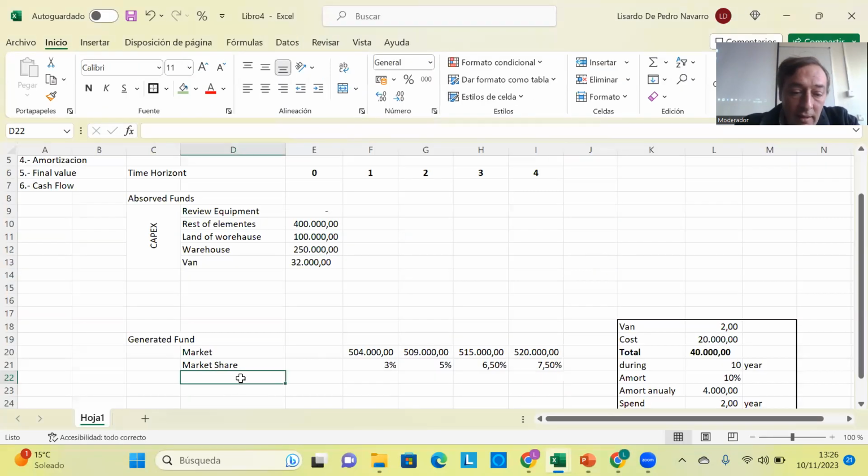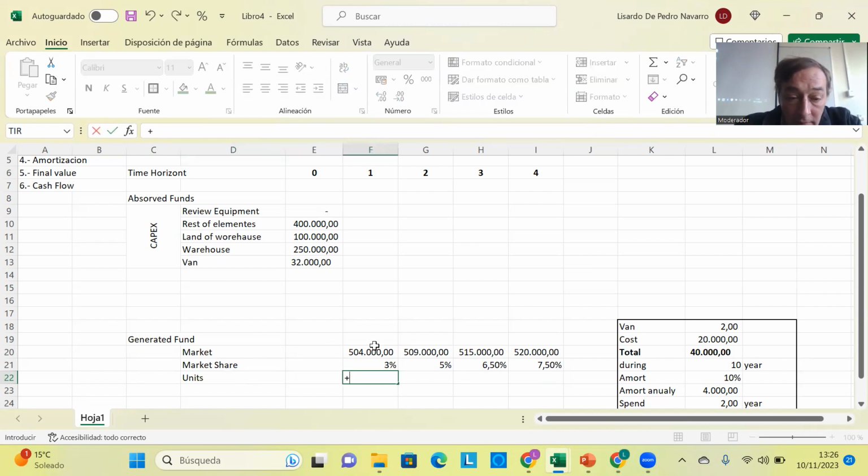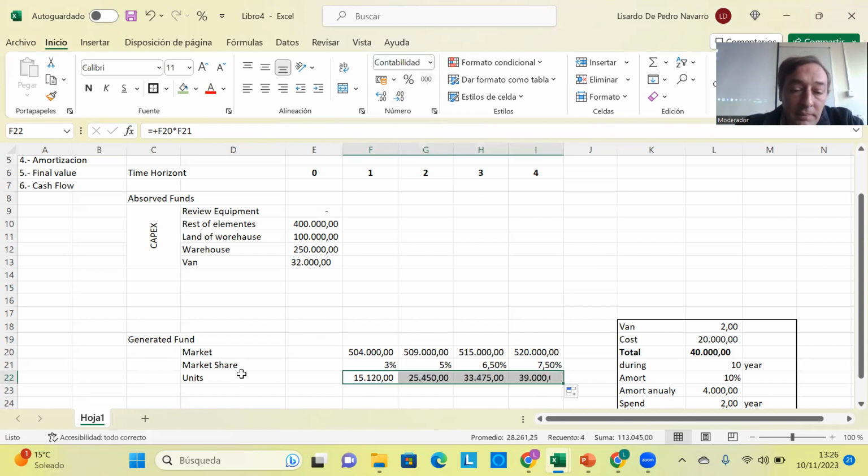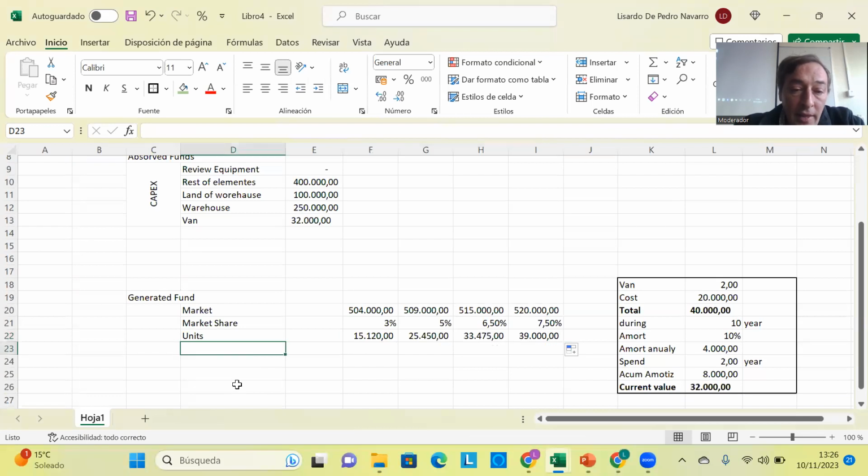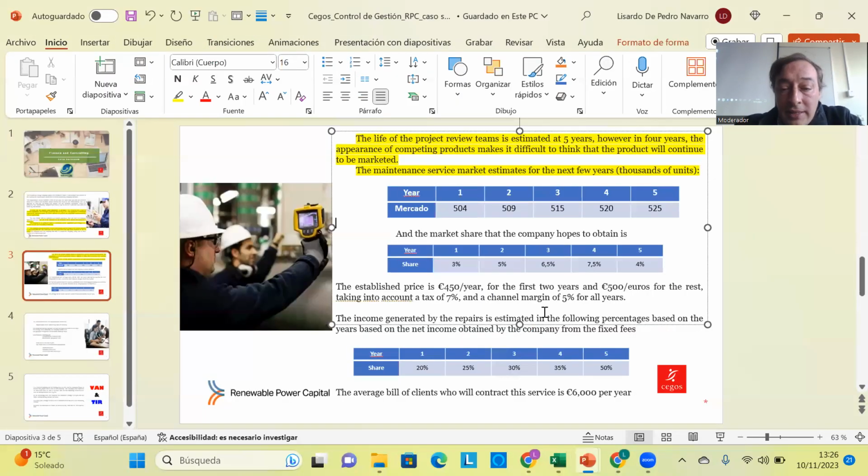So if we multiply, okay, units, the market by units, and we have here the units that we are going to sell along the 3 years. Great. Then we have the price, but this is the final price, the price that includes the distribution cost and the taxes.